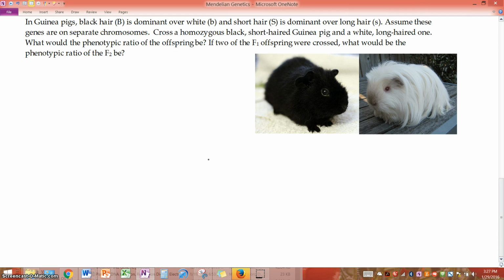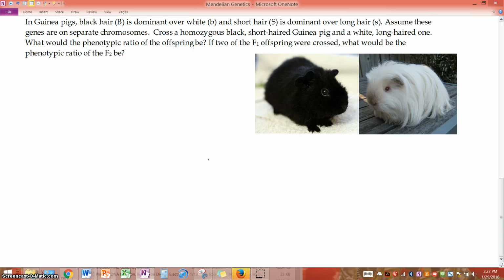We're going to be looking at 2 trait crosses, so looking at 2 genes. So we're going to pick up with our guinea pigs. We're going to cross a black short-haired guinea pig, 2 genes, with a white long-haired one. So we're focusing on hair color and hair length in guinea pigs.